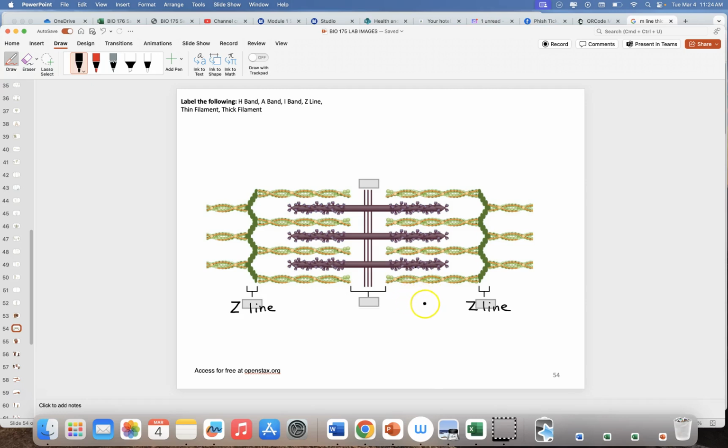There are two types of filaments in the sarcomere. We are going to have thin filaments, and then we are also going to have thick filaments. The thin filaments are lighter, the thick filaments are darker. The primary protein in the thin filament is actin. The primary protein in the thick filament is myosin, but other proteins are present as well, and we'll see that when we talk more about the sarcomere in lecture.